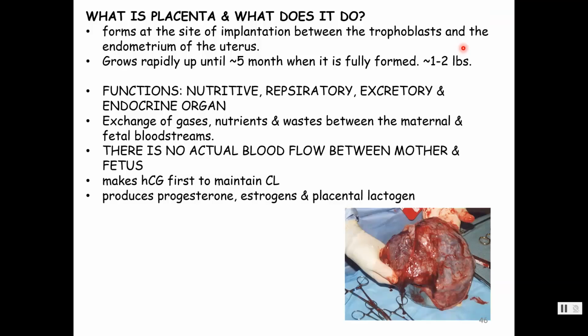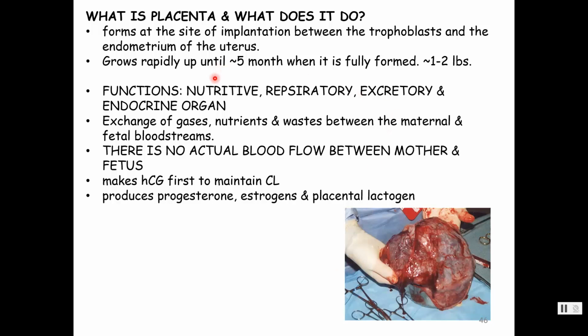So let's talk about the placenta. It's going to be sort of a group project, part fetal tissue and part maternal tissue. It's going to form at the site of implantation, and then it's going to continue to grow until about 5 months when it's fully formed. And this is delivered as the afterbirth, so this is a placenta. Just think of it as a pancake. We'll look at another picture in a minute.